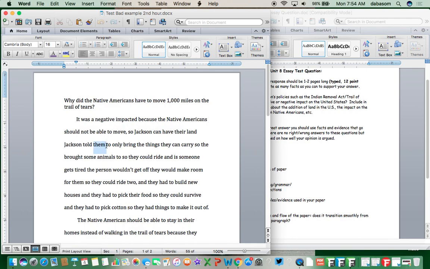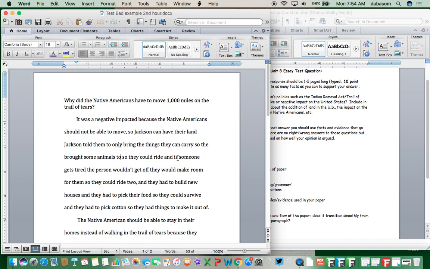So let's continue on. Jackson told them. Who's the them that we're referring to? I'm assuming this is Native Americans, but you need to specifically spell this out in your paper. To only bring the things that they could carry. So the "brought," I'm guessing this is supposed to be "they." Again, this is where proofreading really comes in. So they brought some animals to, it should be T-O-O here. Again, there's the spelling and grammar.